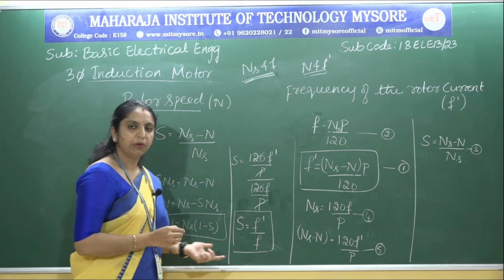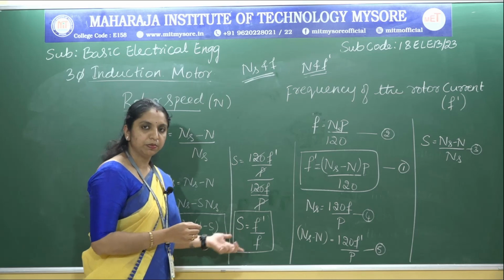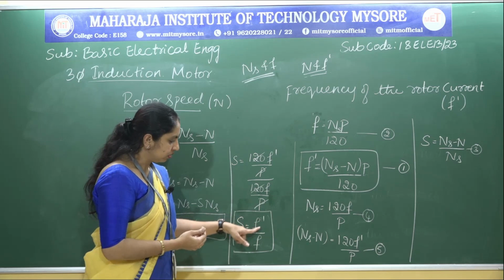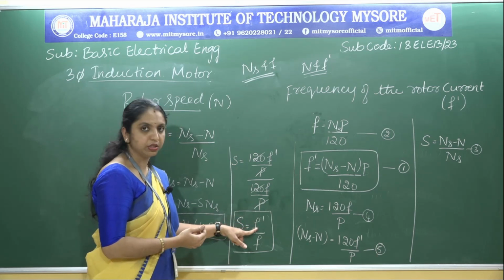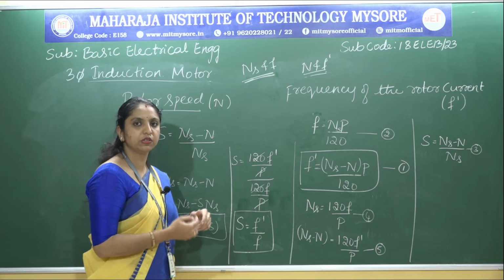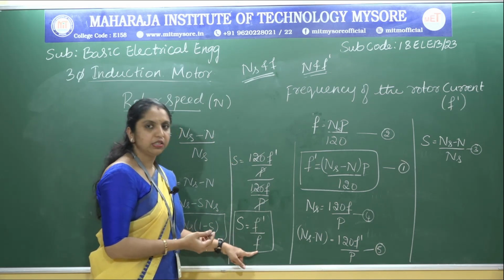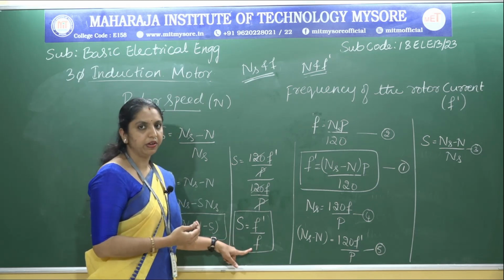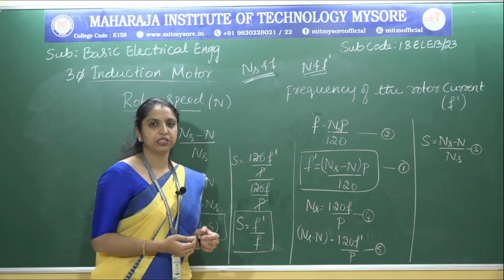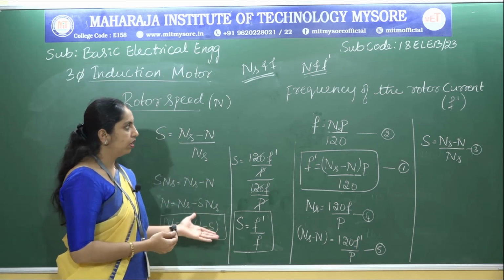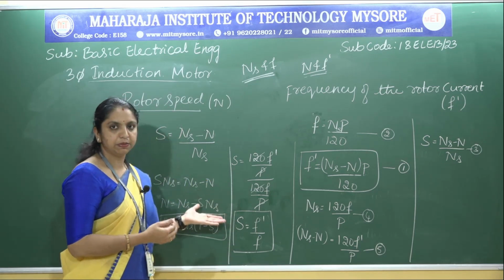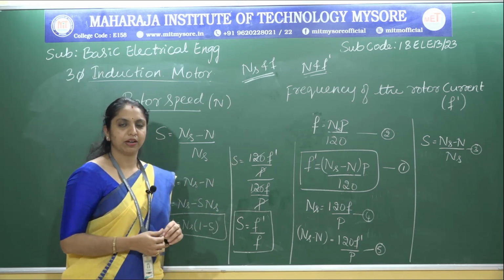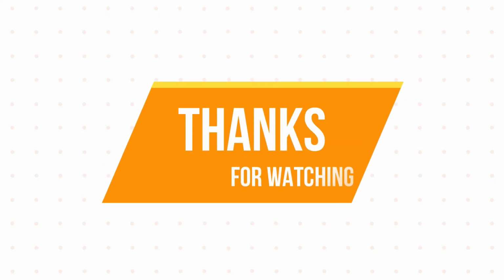So now we have obtained the equation which provides the relationship between the slip and two more parameters. What is f dash? f dash is the frequency of the rotor current and f is the frequency of the rotating magnetic field. So finally, S is equal to f dash divided by f. So this is all about slip speed, the frequency of the rotor current, and the frequency of the rotating magnetic field. Thank you.